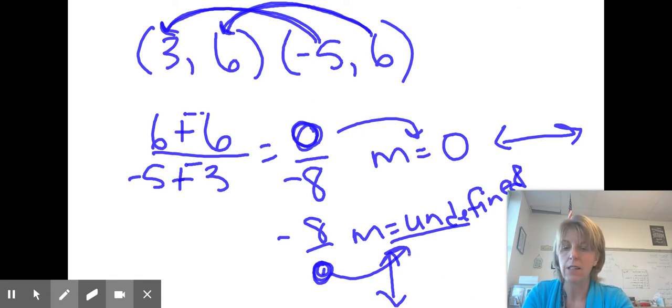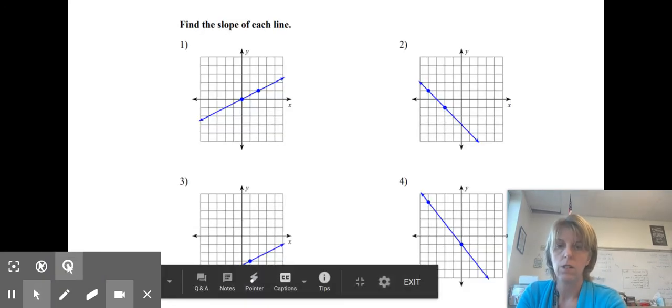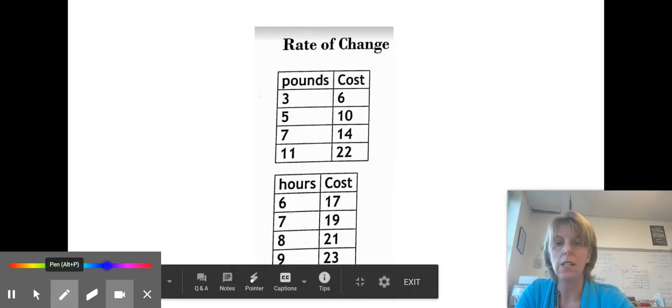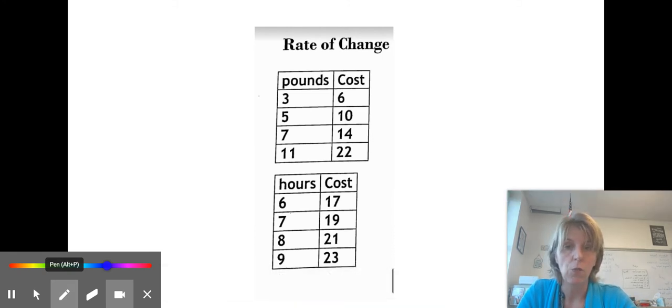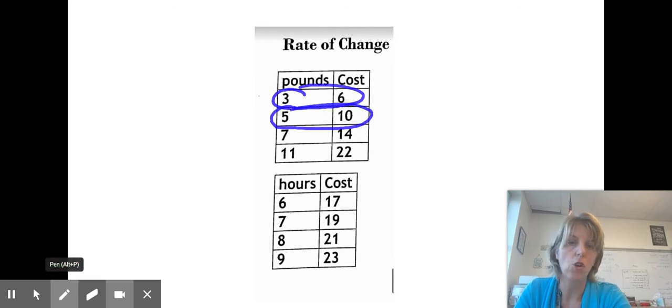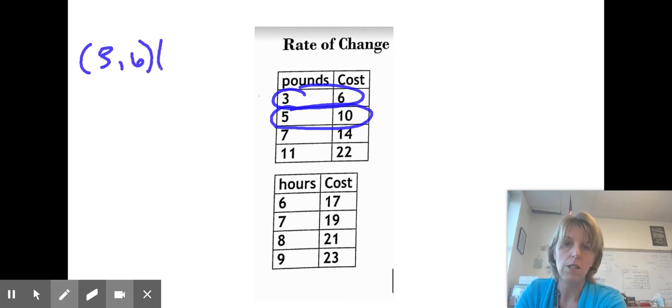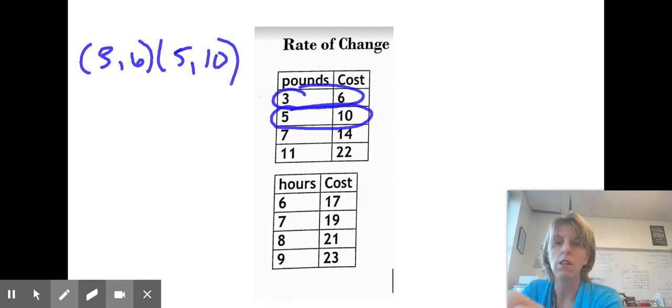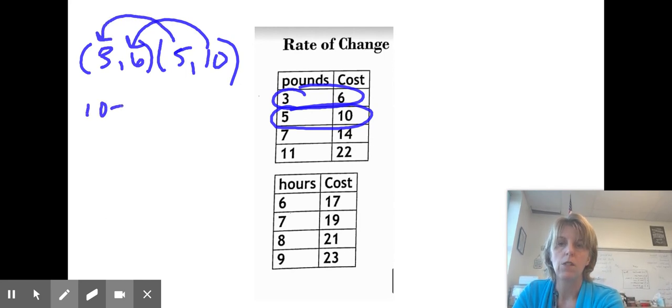Okay, and the last thing is taking a look at right here. Can I find slope from a table? Slope from a table. Well, all you have to do is realize that a table is just made up of points. So this is a point and this is a point. These are all points. So if I have a point (3, 6) and a point (5, 10), then I can find the slope. As long as I have 2 points, I can find the slope. I just have to go 10 minus 6 and 5 minus 3.